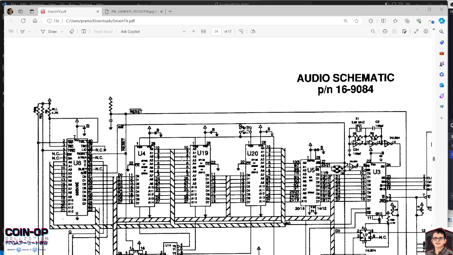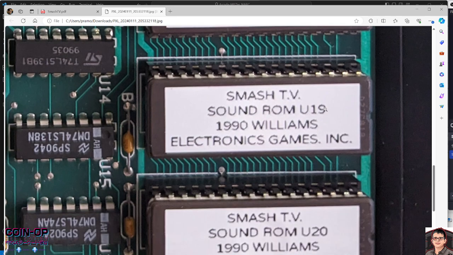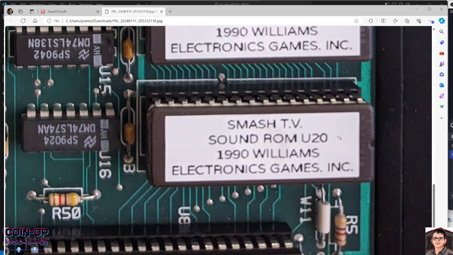So that tells me these are probably ROMs. These are bank-switched ROMs that go on the same bus, and you can select between them. And is that right? It is indeed right. So you have a U4 here, a U19, and a U20 right here. So these are all ROMs.